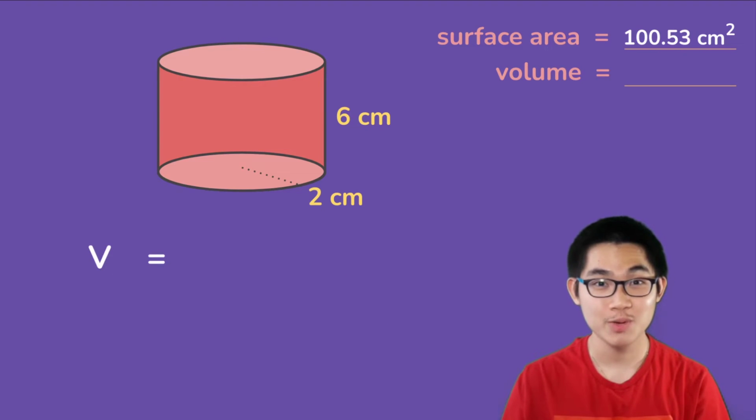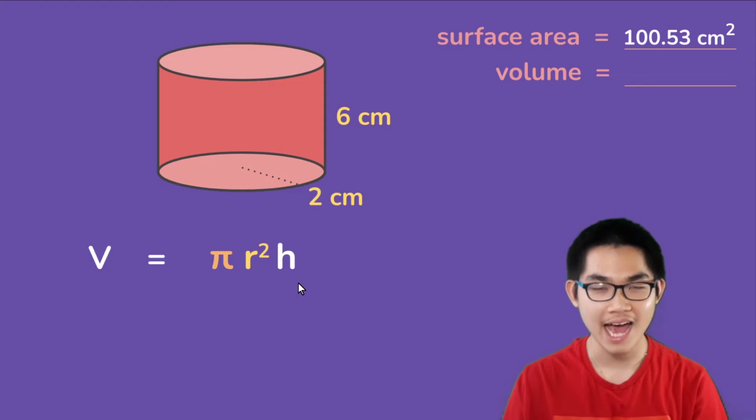Now, how do you calculate the volume of a cylinder? Well, the formula is pi times r squared times the height. Where does this formula come from? You can think of it as the area of the circle, which is pi r squared, times the height. So it's like having the area and then you stack it on top until you reach the height.